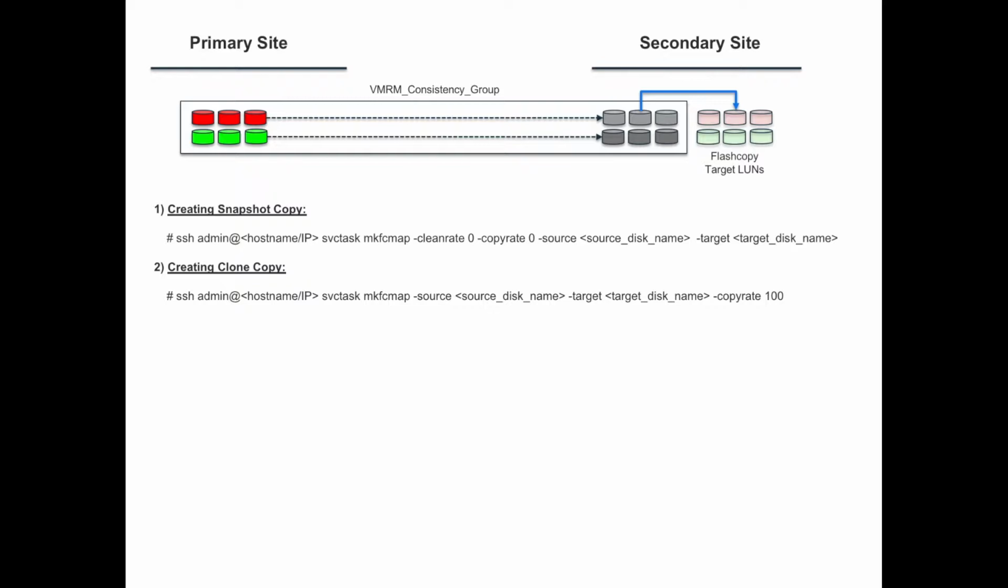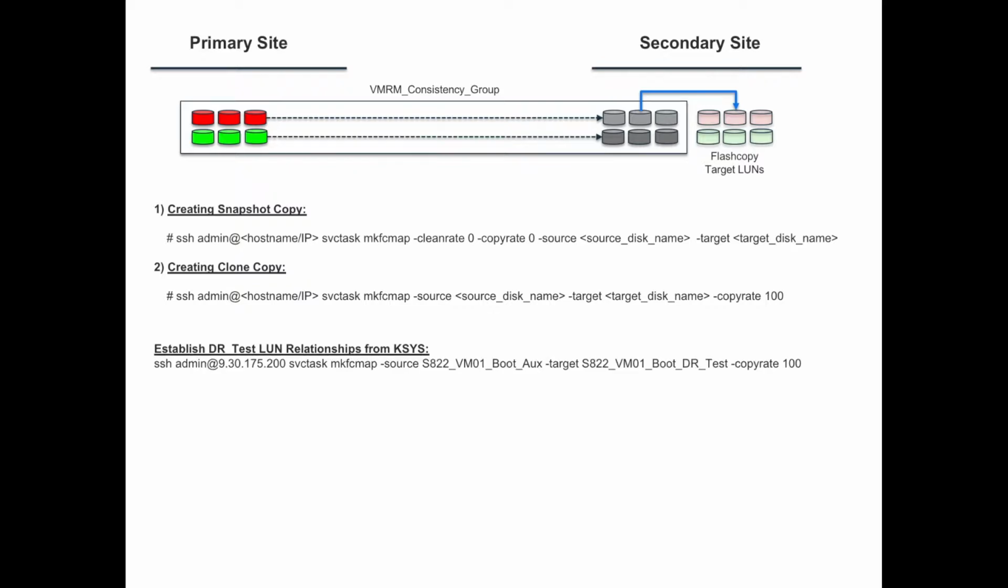I'm creating a clone copy of all of the LUNs, and the way that I initiated that operation, from the cases controller or the VM itself, I executed an SSH as admin to my V9000, and I ran the SVC tasks specifying the source LUN and then the target LUN. Notice that it's got DR test in the name with a copy rate of 100.